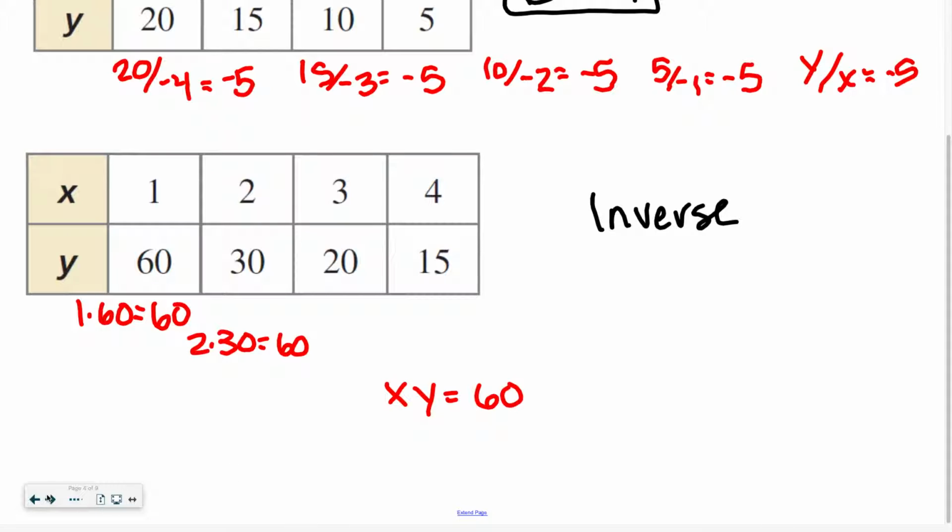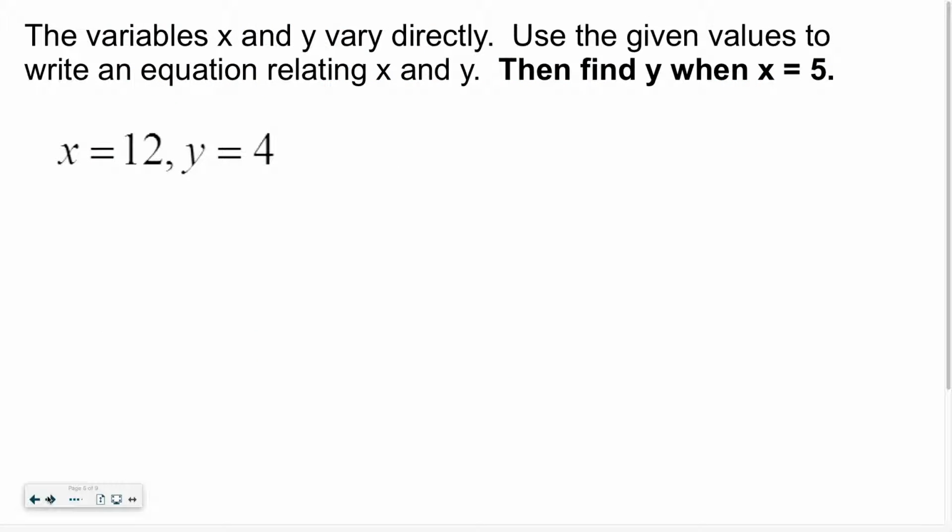Okay, now let's get into the ones where we'll be asked to write the equation. Is there going to be no calculator part on the formula? No.